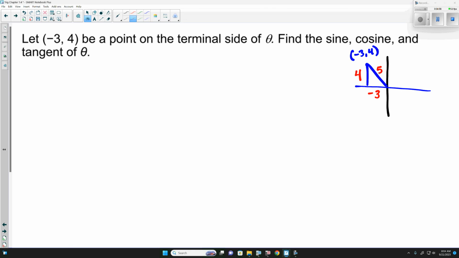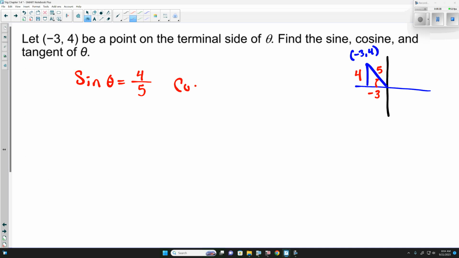So we have that, 3, 4, 5. Now sine of theta, we can think of it in terms of y over r. The y value is 4, the r value is 5, so we have 4 over 5. Or I can look at the triangle and see that the opposite side of our angle is 4, the hypotenuse is 5, so we have 4 over 5.